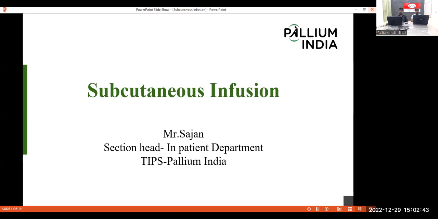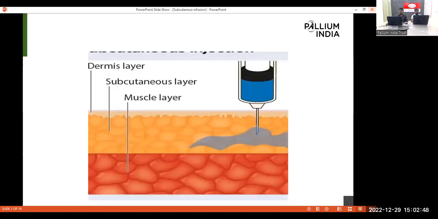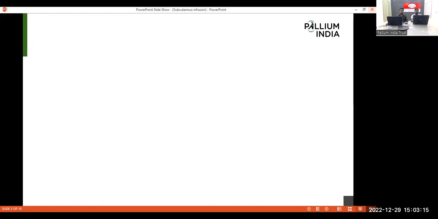So now we are going to discuss the subcutaneous infusion, and the subcutaneous layer. Just simply I am showing the layers of the skin as three layers. Simply I am telling: dermis layer, second one subcutaneous layer, third one muscle layer. So the second layer, the subcutaneous layer, is our topic. To this layer we give injection form or infusion form of medication, like that mainly in our practice. So about the subcutaneous infusion only we are going to discuss.